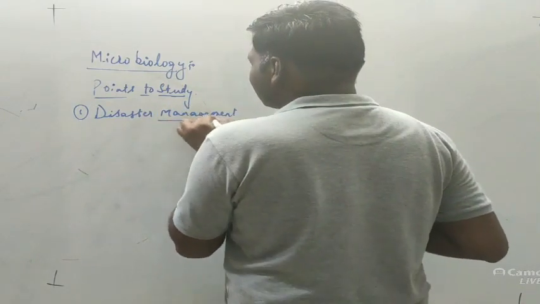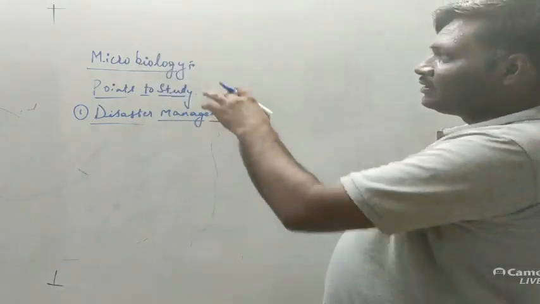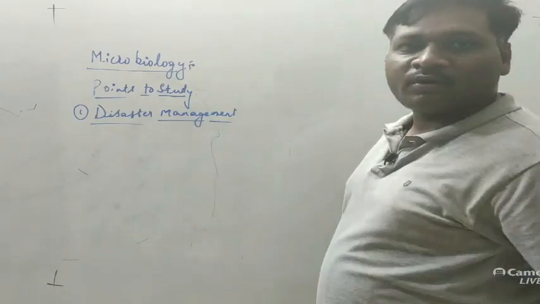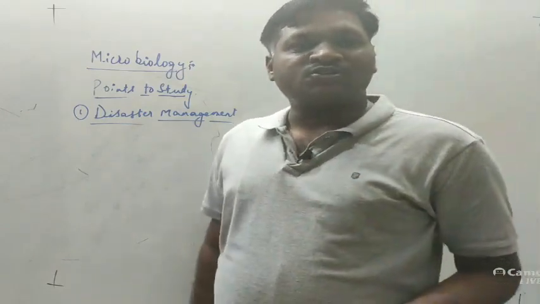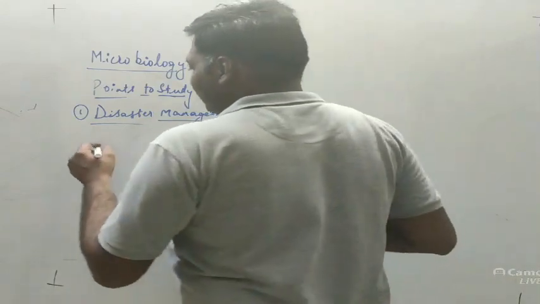Okay, so this disaster management we will discuss at the end of the chapter. Okay, so we will start basically with the basic concepts of microbiology. And then we will discuss the different microorganisms and their activities, where they are involved, what the different functions of these microorganisms are, and where they are used basically. So that we will discuss here.